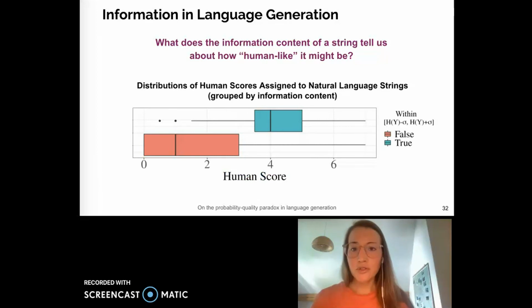And finally, we can look at the scores of natural language strings with information content within a small epsilon of model entropy. And here we set epsilon equal to the standard deviation of the log probability of samples from our model. We can again see that there's a stark contrast in the quality distribution of strings with information content close to our entropy, as opposed to those outside of this range.